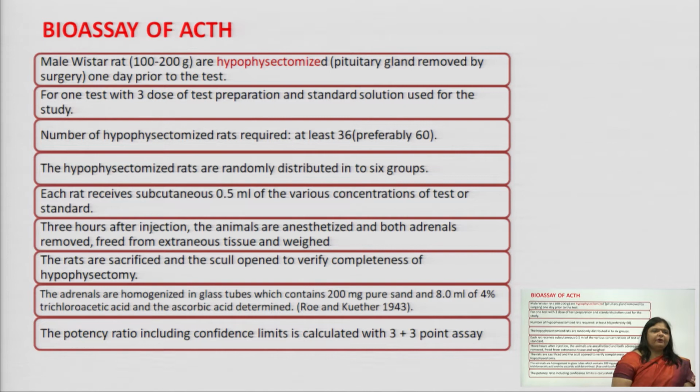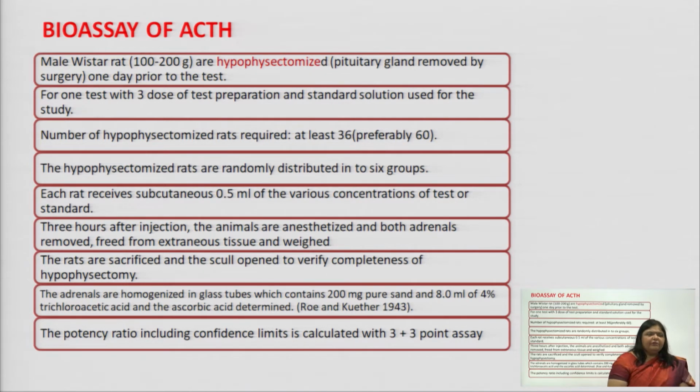Now, how do we perform this bioassay? We take male Wistar rats, with a weight of around 100 to 200 grams. The pituitary gland is removed surgically 1 day prior to the test. Then 3 doses of the test and 3 doses of the standard are administered to the rats, which are divided into 6 groups, 3 for the test and 3 for the standard preparation.